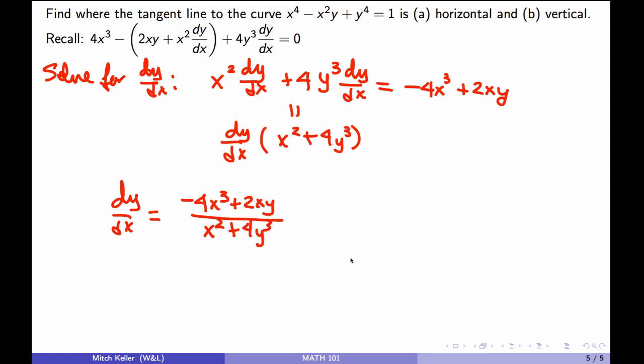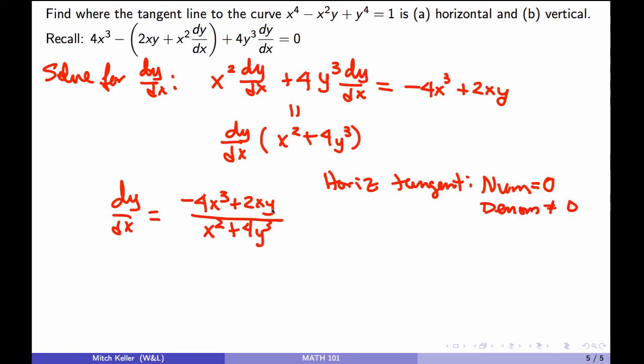So now we need to figure out what exactly could give us a situation here where the tangent line is horizontal. Well, the tangent line's horizontal provided that this numerator is 0, and the denominator is not 0.